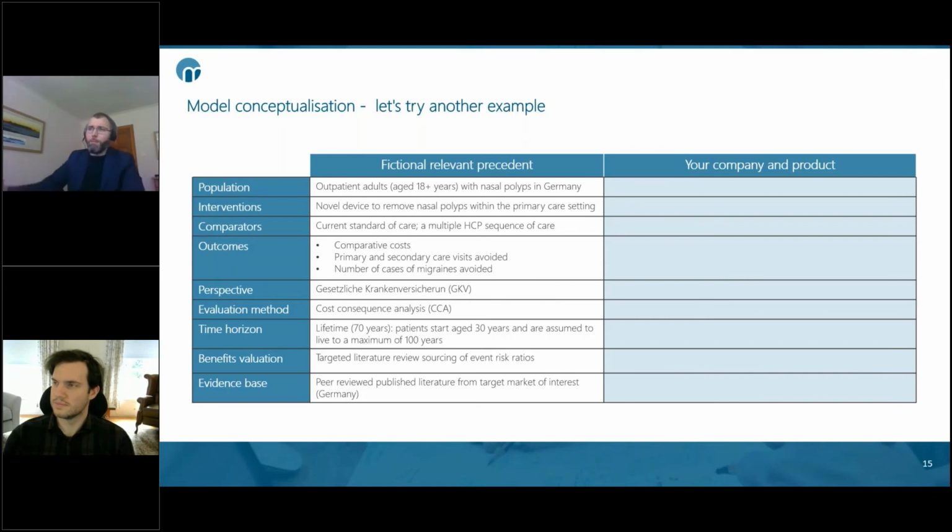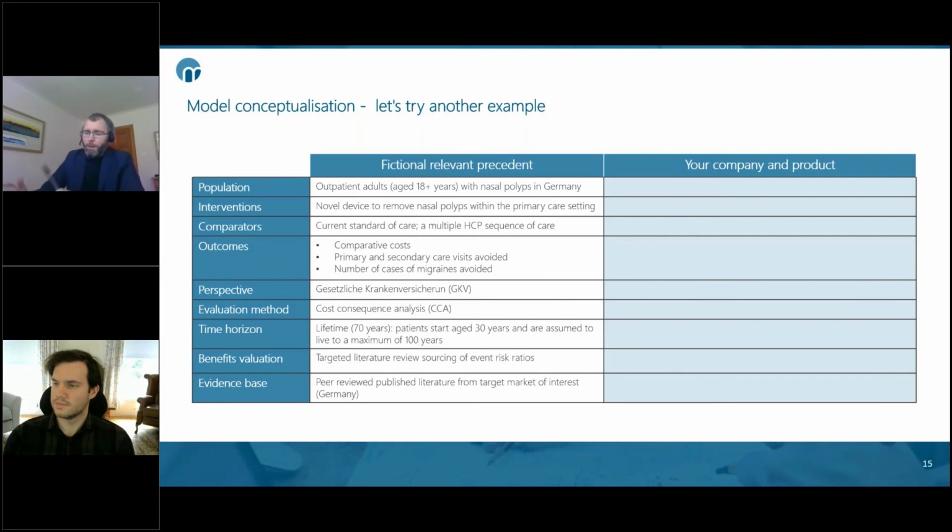Therefore, it's plausible for this model to consider a lifetime horizon. That's because we think that the costs and the benefits associated with this new device are going to be plausibly relevant for that entire lifetime. That's how long you want that horizon to last. Really, whatever captures the totality of the effect.